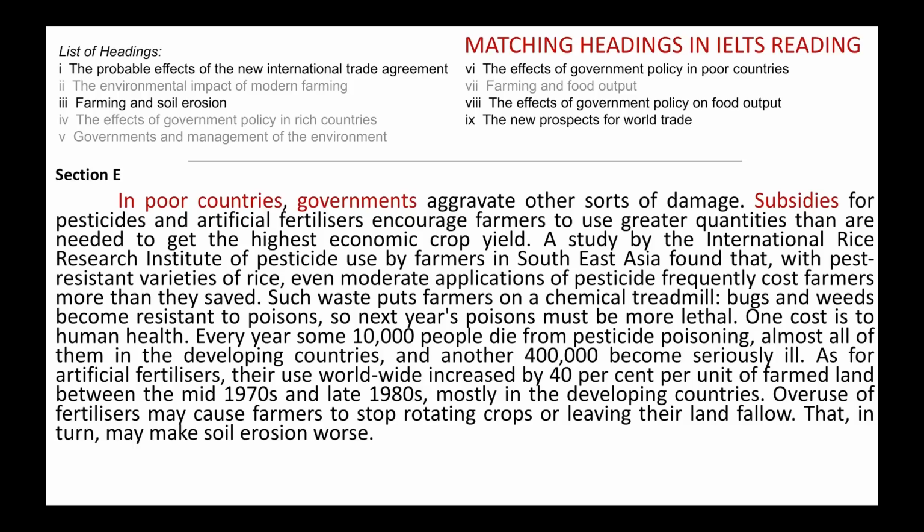The first one is about international trade agreements, so no, it doesn't work here. Then the effects of government policy on food output does not work here again because we do not have any figures for food output, although we have government policies here in the text stated. And then the new prospects for world trade again does not work because we are talking about governmental policies. So the seventh one, the effects of government policy in poor countries, is the best one to describe.